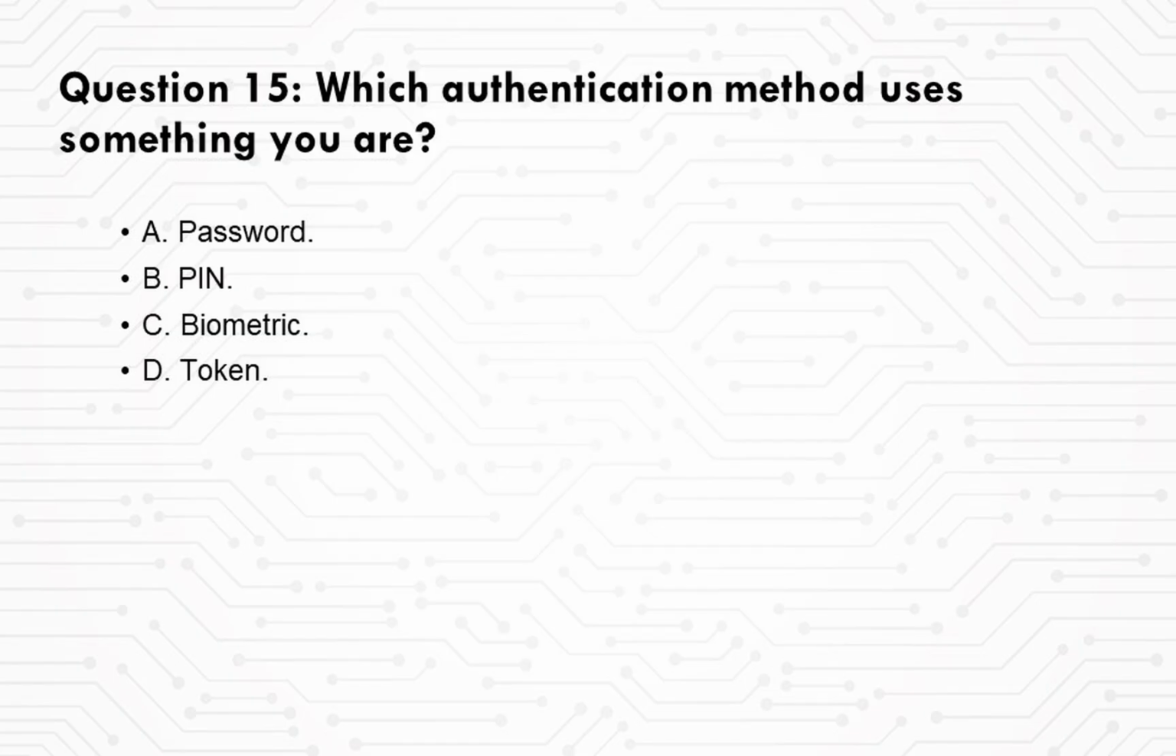Question 15. Which authentication method uses something you are? A. Password. B. PIN. C. Biometric. D. Token. Answer: C. Biometrics, fingerprint, face, equals something you are.